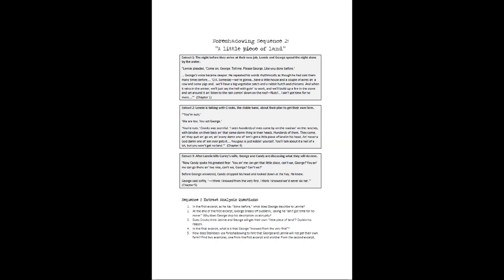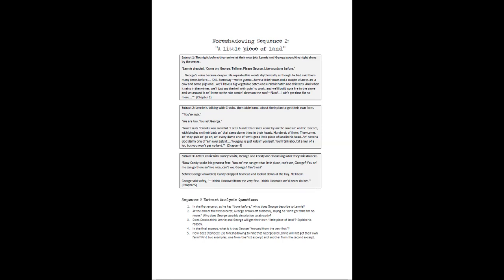"You and me can get that little place, can't we, George? You and me can go there and live nice, can't we, George? Can't we?" Before George answered, Candy dropped his head and looked down at the hay. He knew. George said softly, "I think I know from the very first. I think I know we'd never do her." And that's from chapter 5.